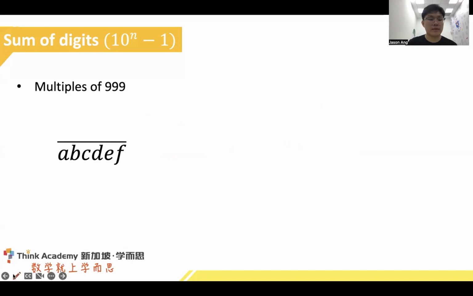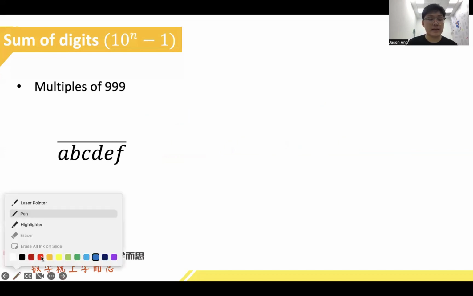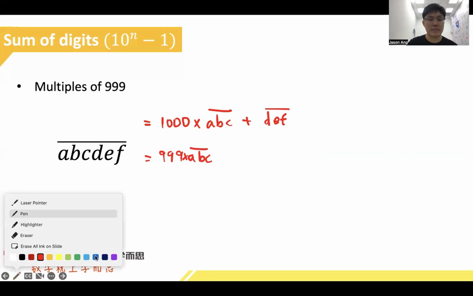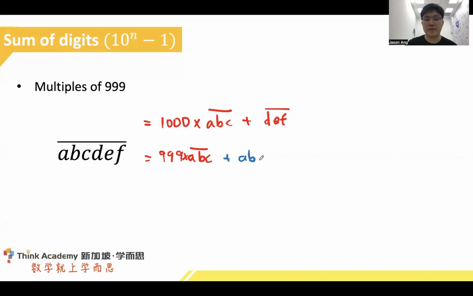And the last one, for 999. Same thing, we decompose the values once more. We're going to get your 1000 multiplied by ABC, and we're going to have your DEF. And it's going to split into 999 ABC. And we're going to be adding separately your values of ABC plus DEF.